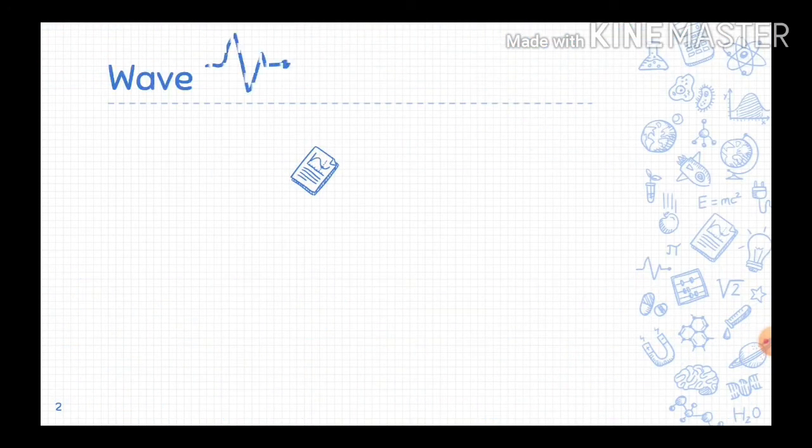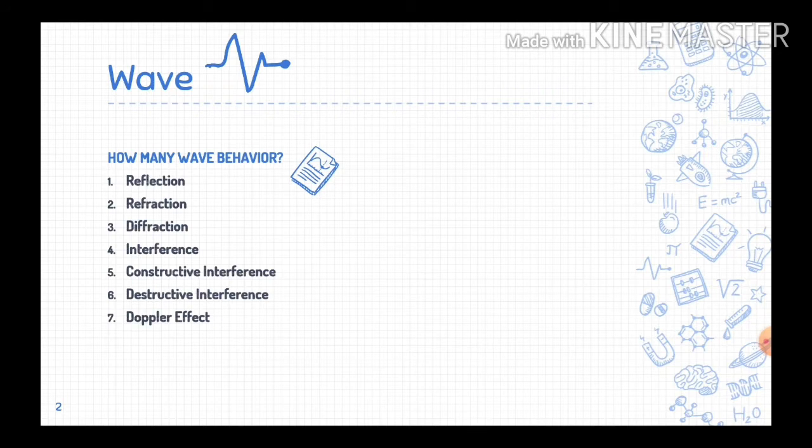Wave. How many wave behaviors? Wave behavior has 7 behaviors, which are reflections, refractions, diffractions, interference, constructive interference, destructive interference, and Doppler effect. But before that, let me explain to you what is wave.